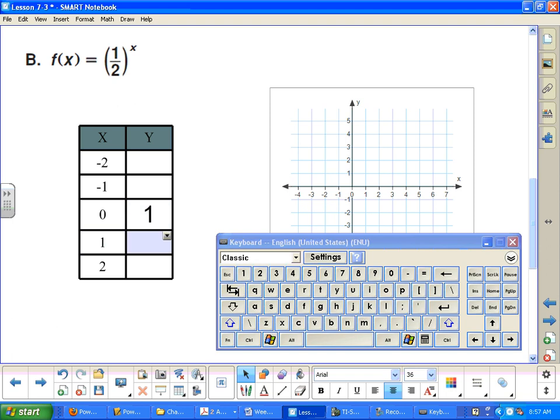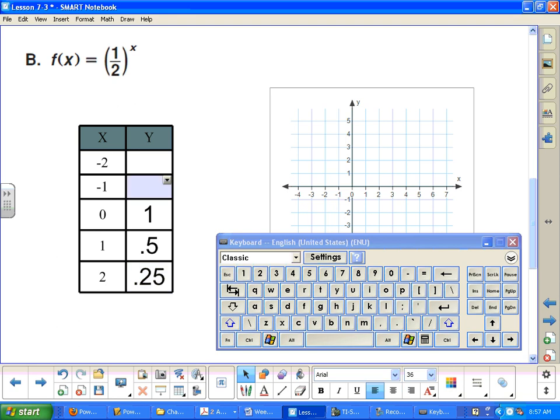Okay. What's 1/2 to the power of 1? 1/2. I'm going to use decimals. Okay. All right. So what's 1/2 squared then? 1/4. It's 1/2 times 1/2, right? That's 1/4. So for mine, I'm going to put 0.25 in. All right.